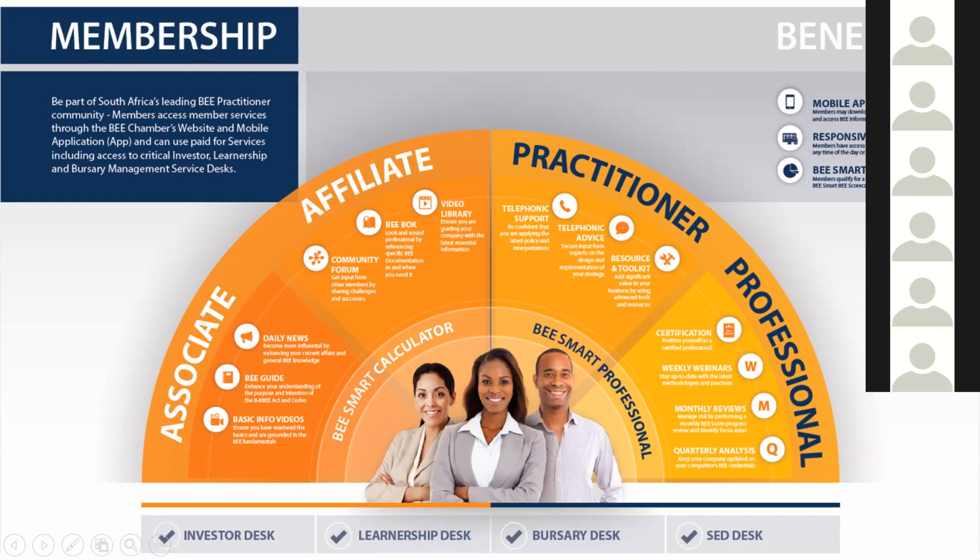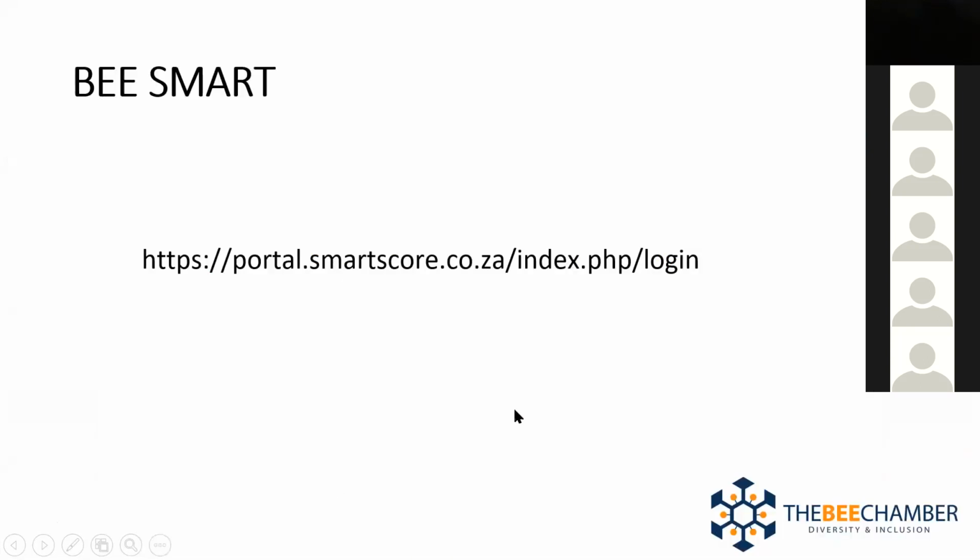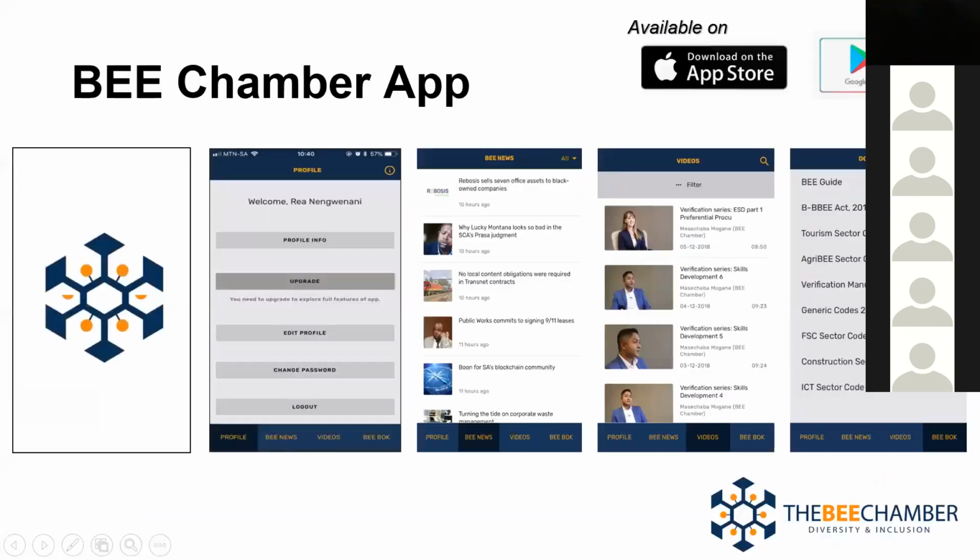Associate members and all of our members have access to our mobile app, which I'll take you through shortly. You are able to download it. Our mobile app is available on the Google Play Store for Android users, and iPhone users can get it off the App Store. This is our BEE Chamber app. We've got videos here, and they are free videos for associate members.